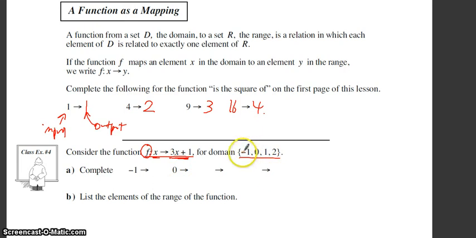Find the domain of this. Domain means x. When x is -1, what does it map to? Plug -1 in here: -1 times 3 is -3, plus 1 is -2. Plug in 0, this whole term is equal to 1. When x is 1, it is 4. When x is 2, 2 times 3 plus 1 is 7. So it is a function because every input is mapped to just one value. List the elements of the range. The range is -2, 1, 4, 7.